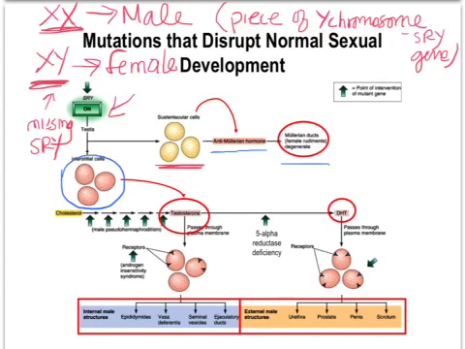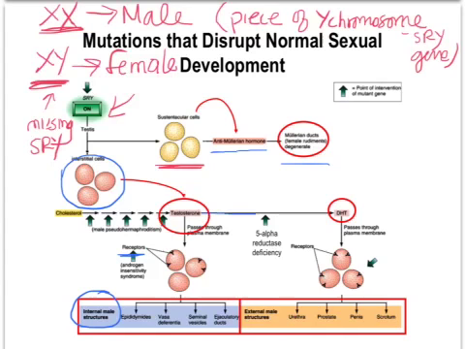Testosterone is a hormone that has receptors that will turn on development of internal male structures: the epididymis, which is the structure that comes right out of the testes, the vas deferens, the seminal vesicles, which secrete substances for the semen, etc.